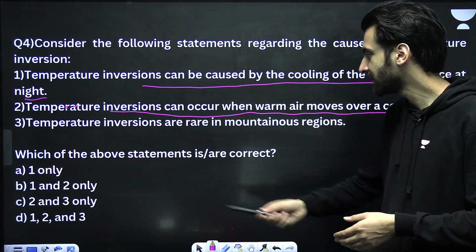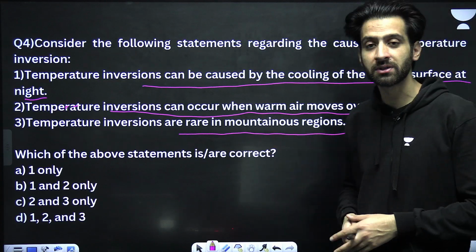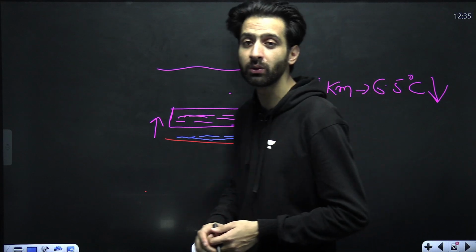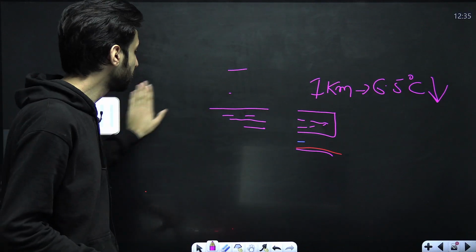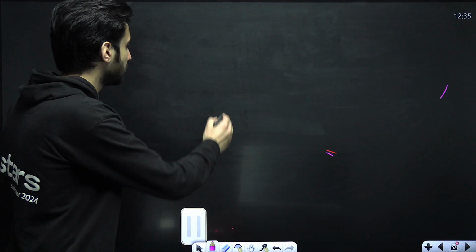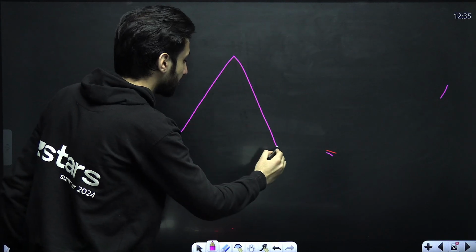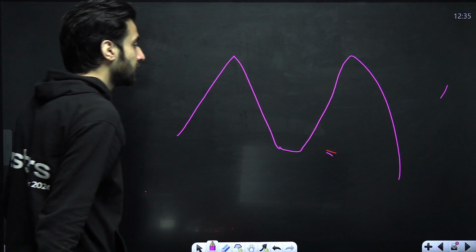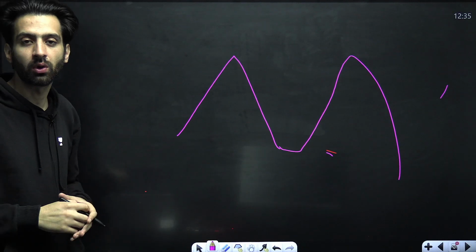Then we have the third statement: temperature inversions are rare in mountainous regions. The first two statements are correct. Now, talking about the third statement, it is rare in the mountainous regions. That is, in the case of mountainous areas, it will not be possible. What do you think? Is it possible or not? This is a mountain and this is a valley in between, and there is another mountain. So the statement is that in these regions the temperature inversion is not possible.